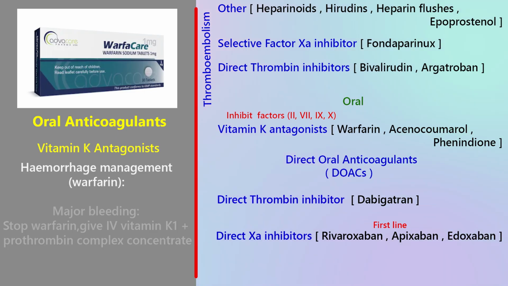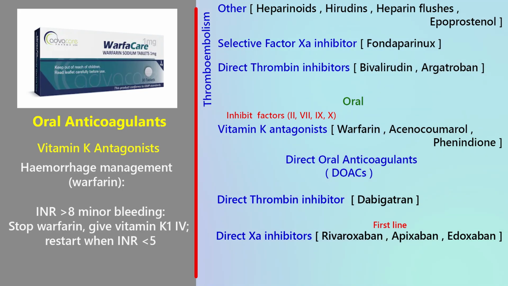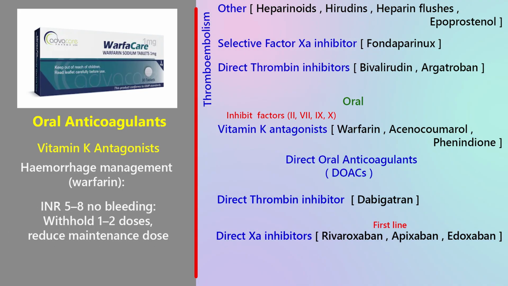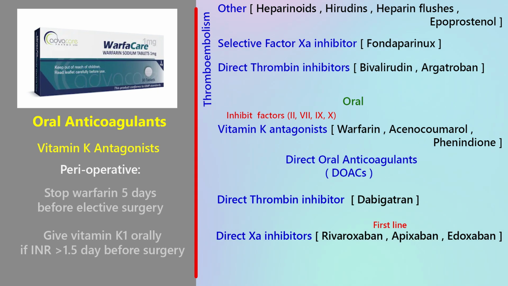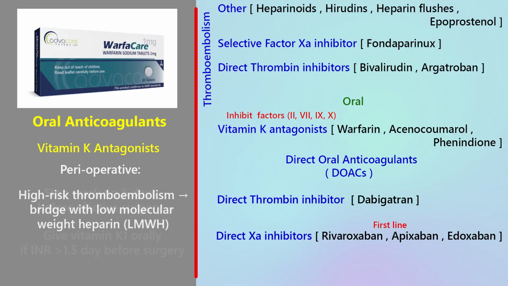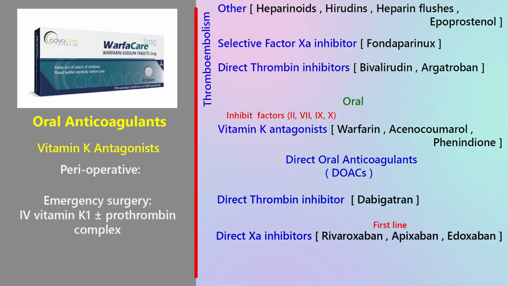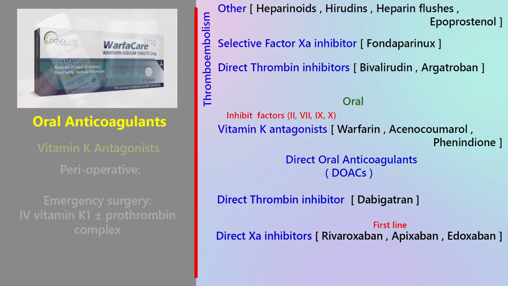Bleeding management: major bleeding, stop warfarin, IV vitamin K1 plus prothrombin complex concentrate. INR above 8 with minor bleeding, IV vitamin K1, restart when INR is below 5. INR 5-8 with no bleeding, withhold 1 to 2 doses, reduce maintenance dose. Perioperative management: stop warfarin 5 days before elective surgery, oral vitamin K1 if INR is above 1.5 the day before surgery. High thromboembolism risk, bridge with LMWH. Emergency surgery, IV vitamin K1 plus prothrombin complex concentrate.